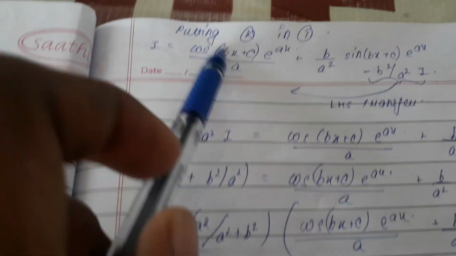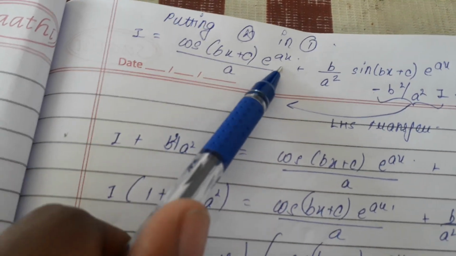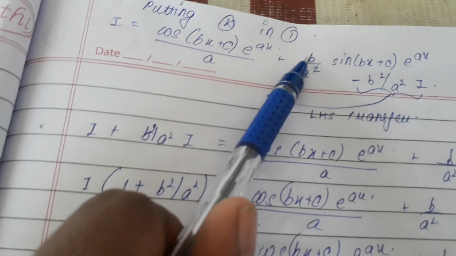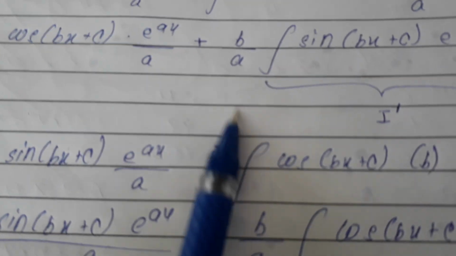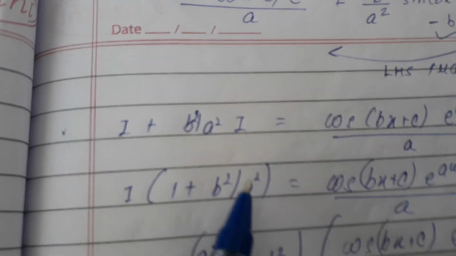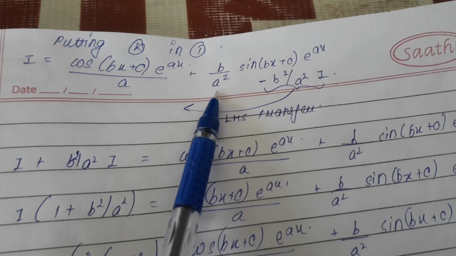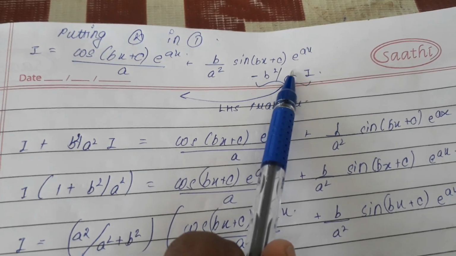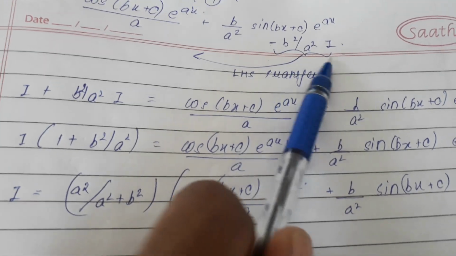Now we put 2 in 1, that is I dash in I, which we had assumed. So I becomes cos(bx + c) into e to the power ax divided by a, plus b by a square, multiplied by what we got here. It becomes b by a square sine(bx + c) into e to the power ax minus b square by a square I.